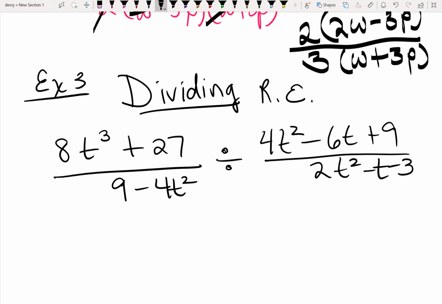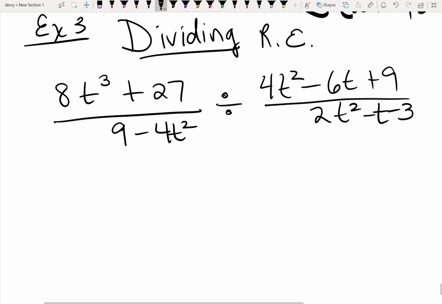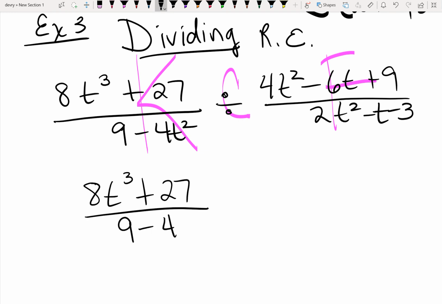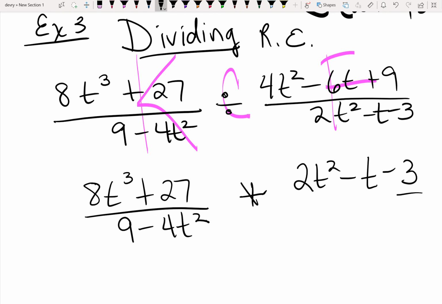So here's the first thing I would tell you. Don't do anything until you keep change flip. So I'm going to write the letters over this. Keep, change, flip. So we're going to leave this alone, the 8t to the third plus 27 over 9 minus 4t squared. We're going to change this to multiplication, and we're going to flip this. So it's 2t squared minus t minus 3, and all of this is over 4t squared minus 6t plus 9.